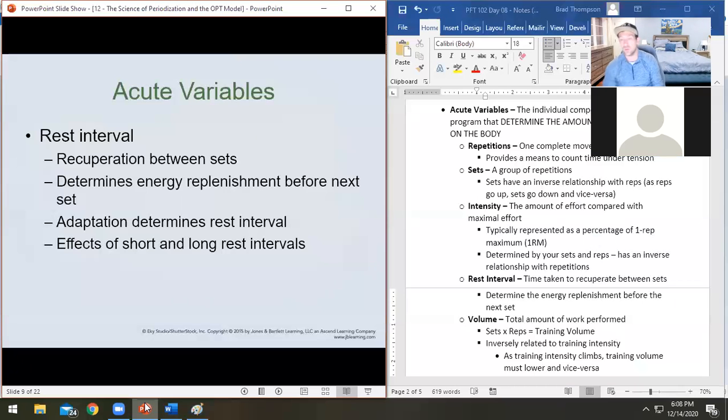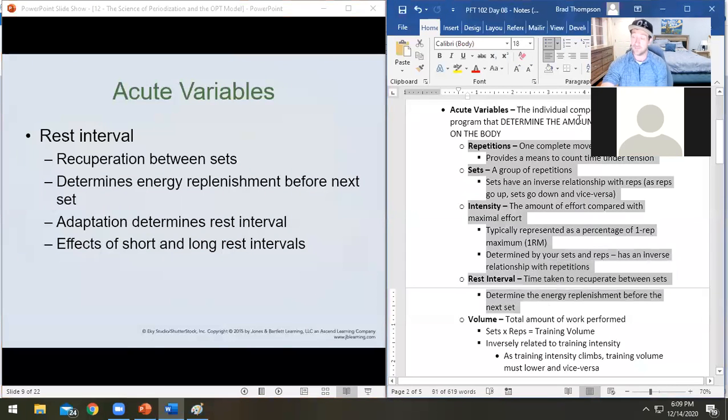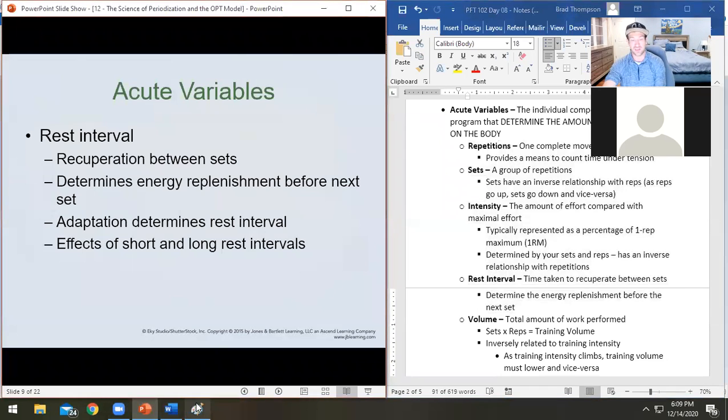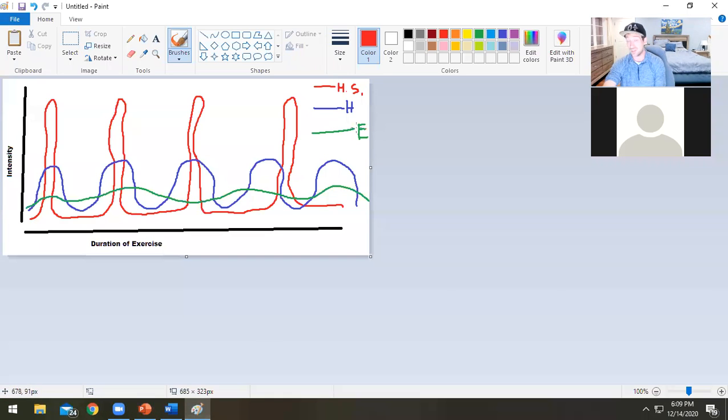So that's the thing. What I really want you guys to keep in mind: these are probably the four most important acute variables. All of them are important, make no mistake. But those are the four that are directly related to physiology, right? Physiologically, how do we target specific adaptations? What are your goals, right? And you can almost see here, this chart represents our stabilization routine in green, our hypertrophy and our strength routine in blue.